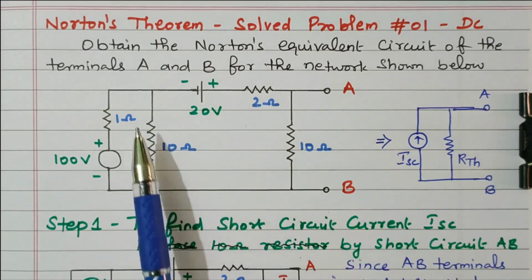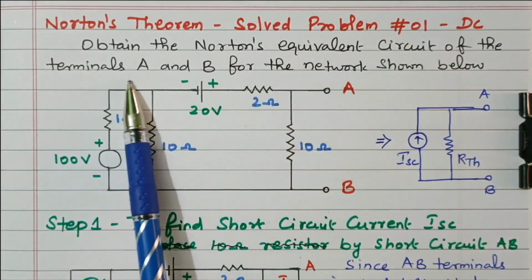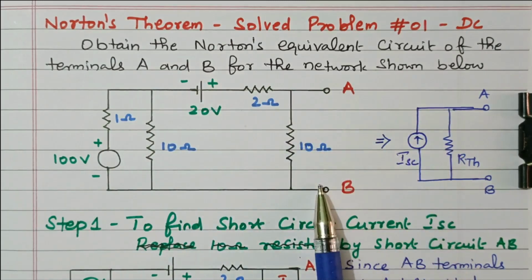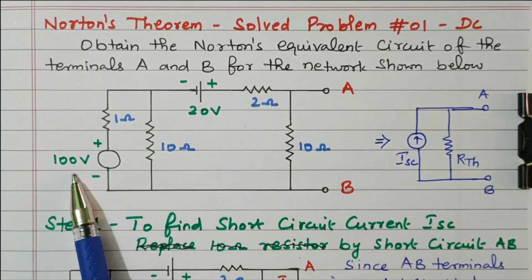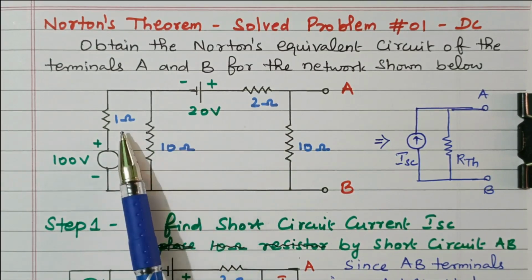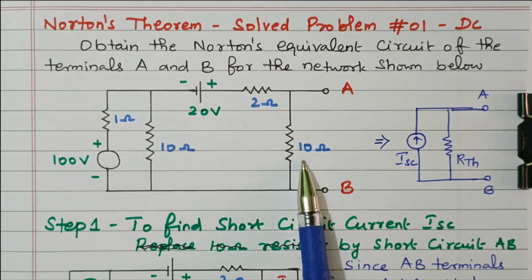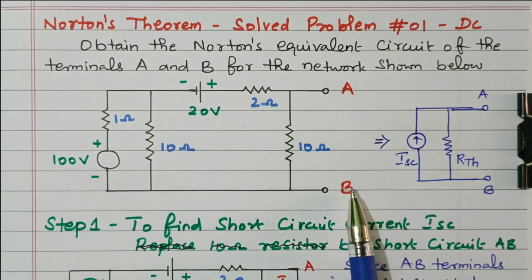Now we'll go to the topic. Obtain the Norton's equivalent circuit of the terminals A and B for the network shown below. So the network is available, and we need to find the Norton's equivalent circuit. Here we have a 100 volt voltage source and another 20 volt voltage source. This is 1 ohm, 10 ohm, 2 ohm, and another 10 ohm. This is the terminal AB, normally called the load terminal.